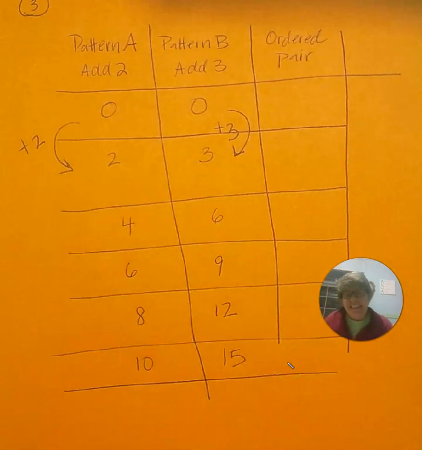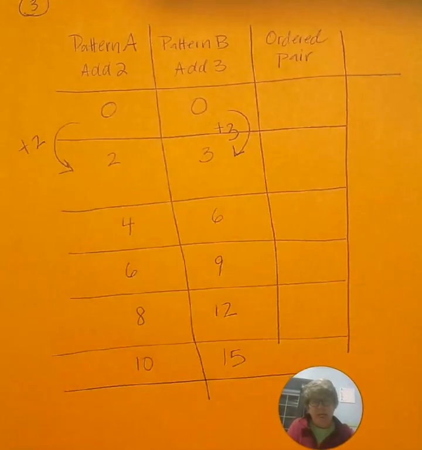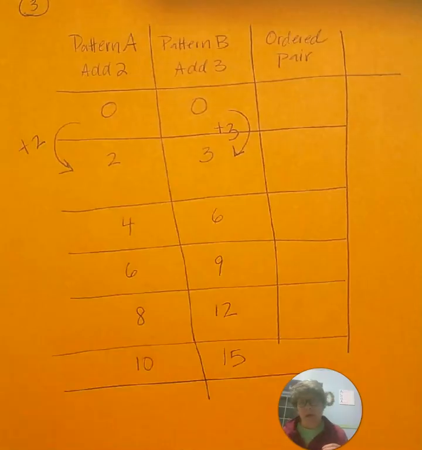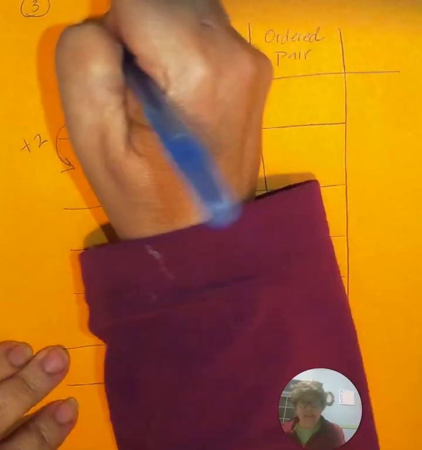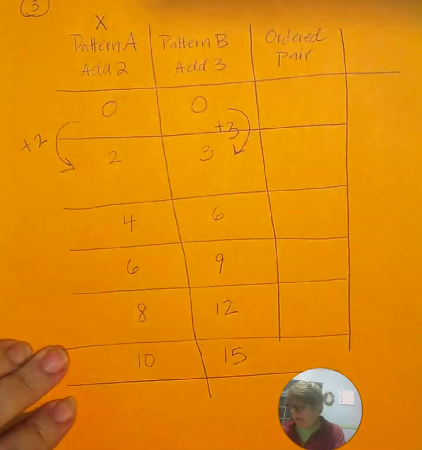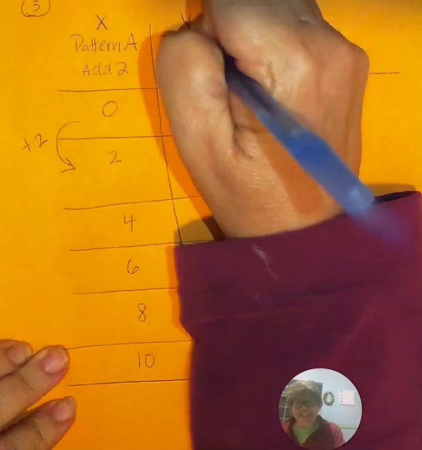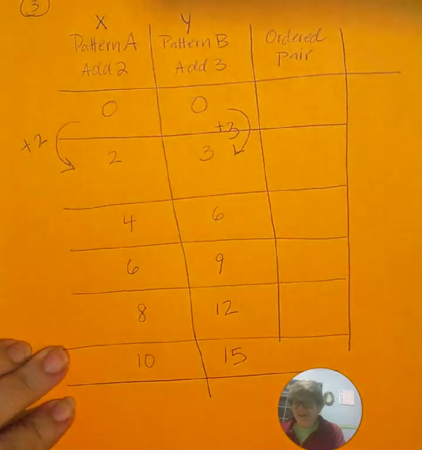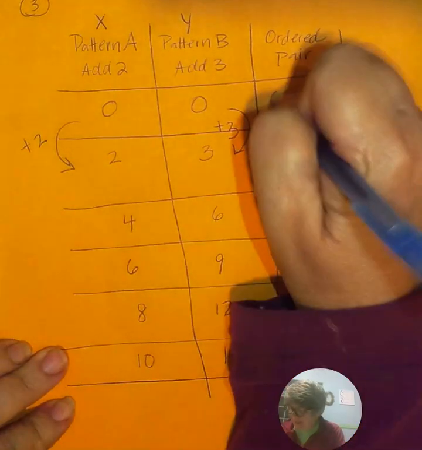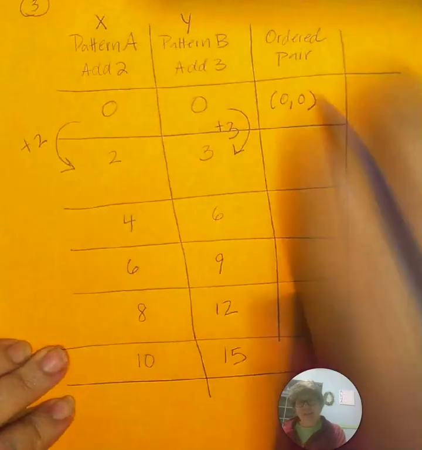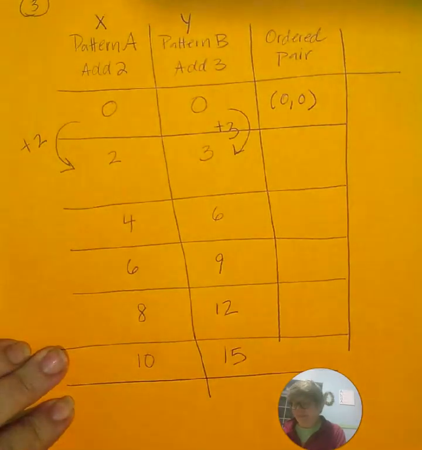Right, here we are in lesson 7, video 3, module 6, of course, and grade 5. And we were just talking in video 2 about how we can use these patterns to make ordered pairs. So our first pattern A is going to be our X, and our pattern B is going to be our Y. So our first ordered pair would be 0, 0. Do you know what our second ordered pair would be?